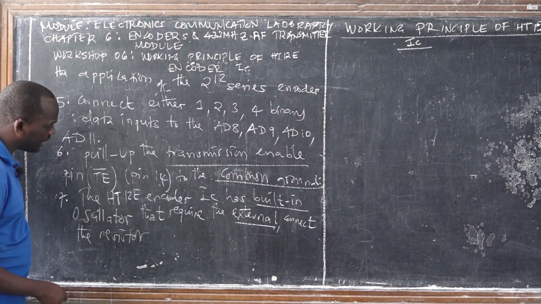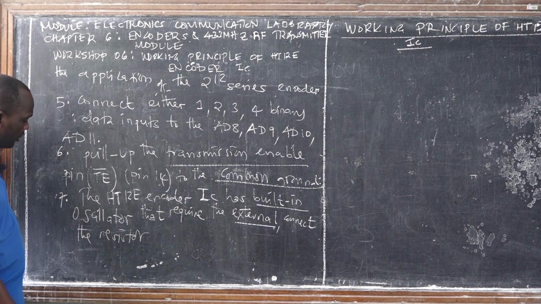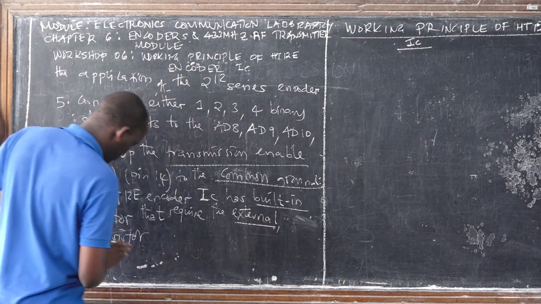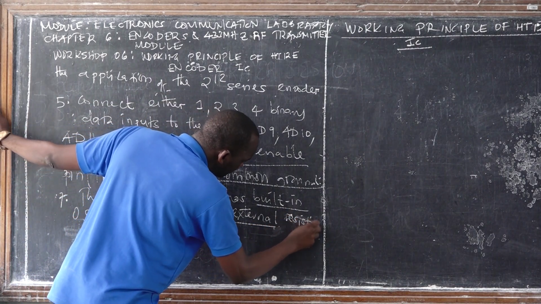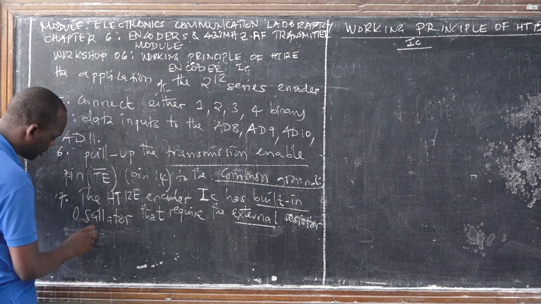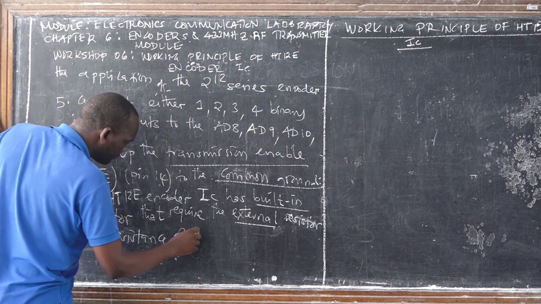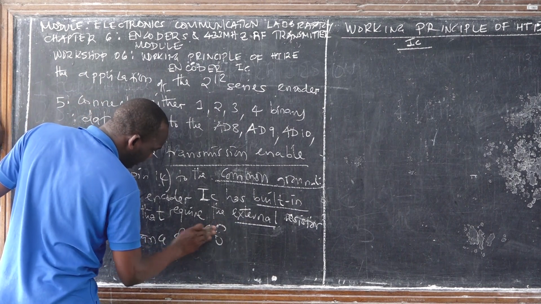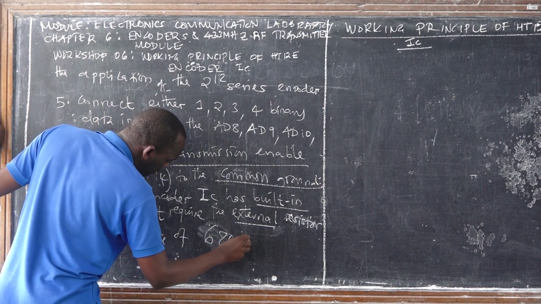So the HT12E encoder IC has a built-in oscillator that requires an external resistor of resistance of 680 kilo ohm.